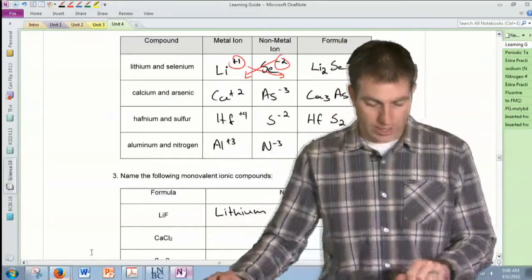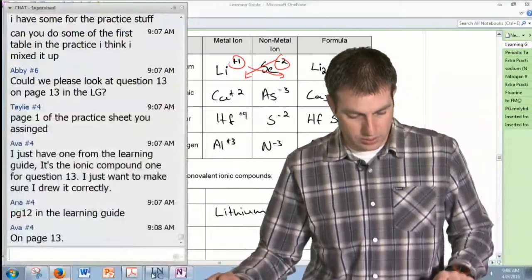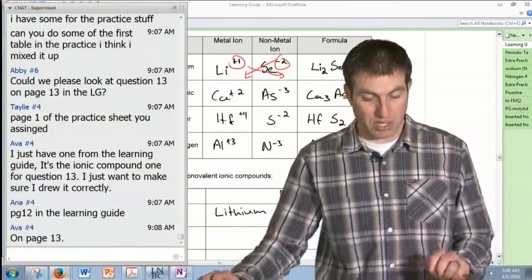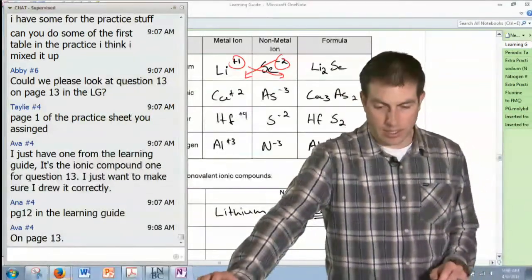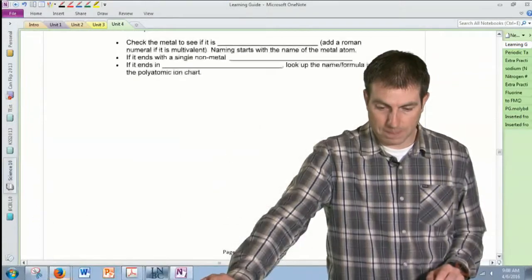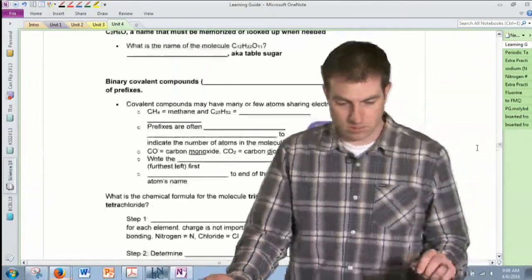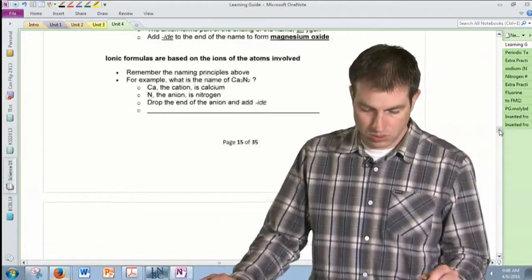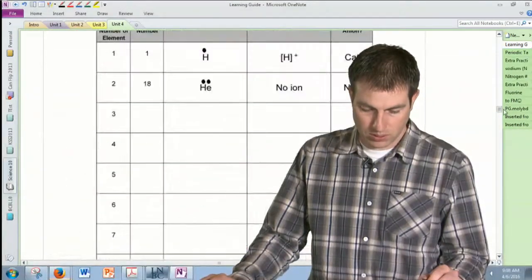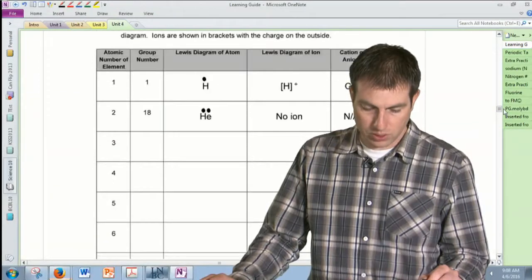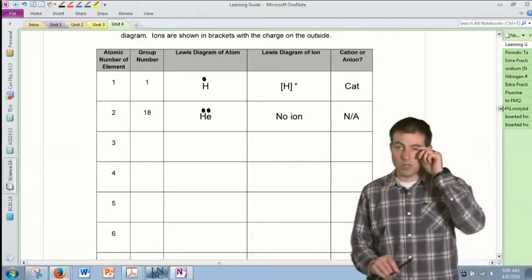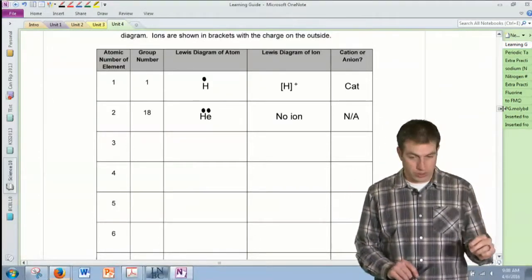All right, it seems like there's a pretty good consensus on page 13. And then Anna, you're asking about page 12 as well. So I will go back up. Page 12 of the learning guide. All right, so Lewis dot structures is on page 12, and then I'll go through some on page 13 after.